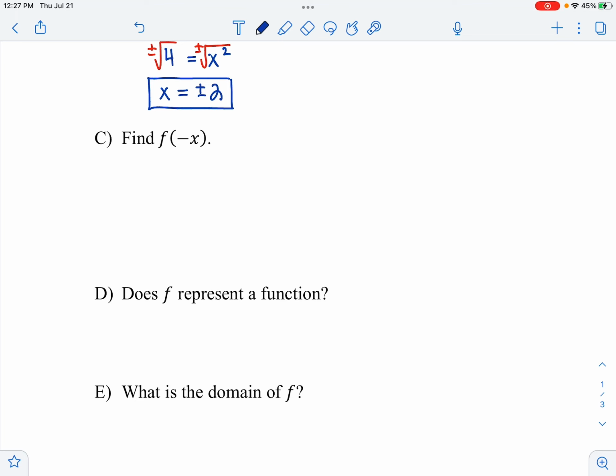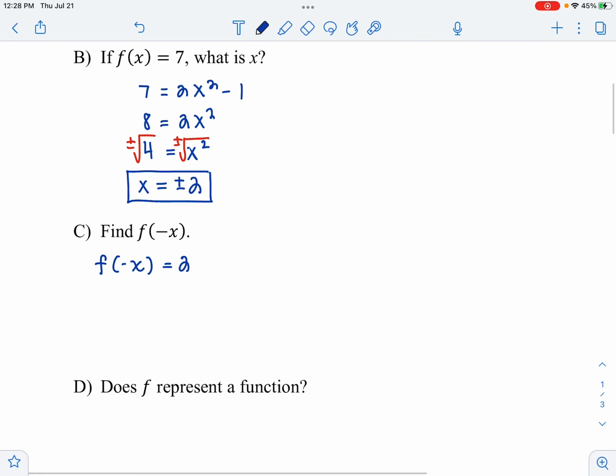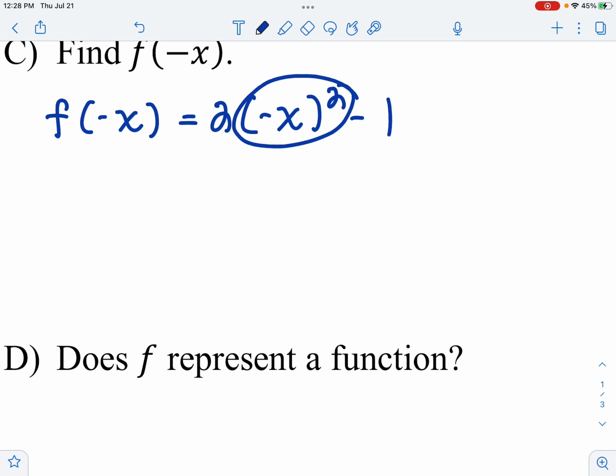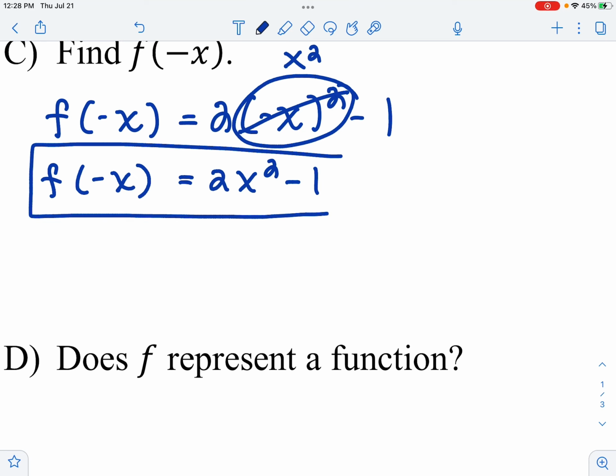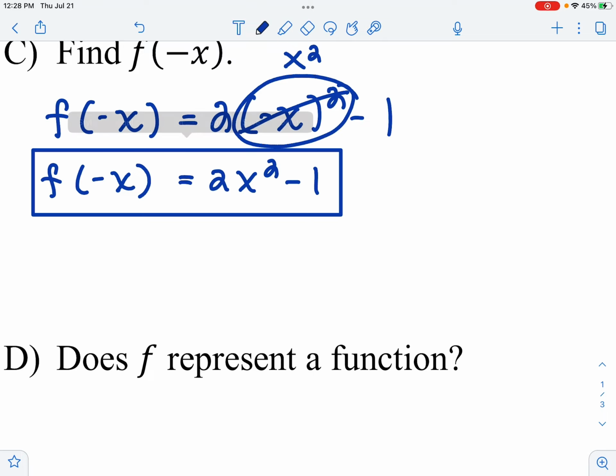All right, next one, find f of -x. So we are going to plug in -x for x and see what we get. That is 2 times (-x) squared, minus 1. All right, clean this up. First off, I need to know what -x squared is, or -x times -x, which is x squared. Multiply it by 2, which is 2x squared, and subtract 1. So f of -x is 2x squared minus 1. So we got the same thing we started with. That is a concept that we'll be using later, so that's why we're having you practice it now.